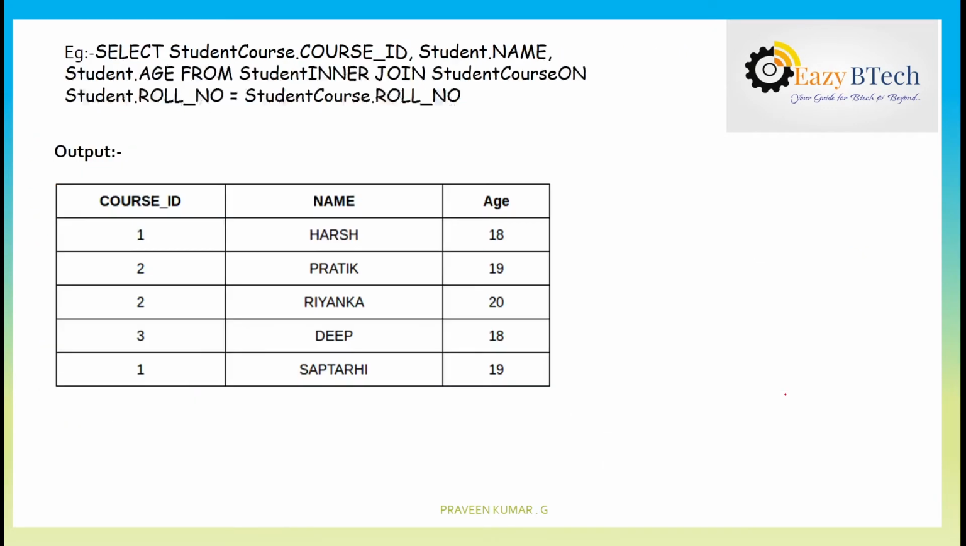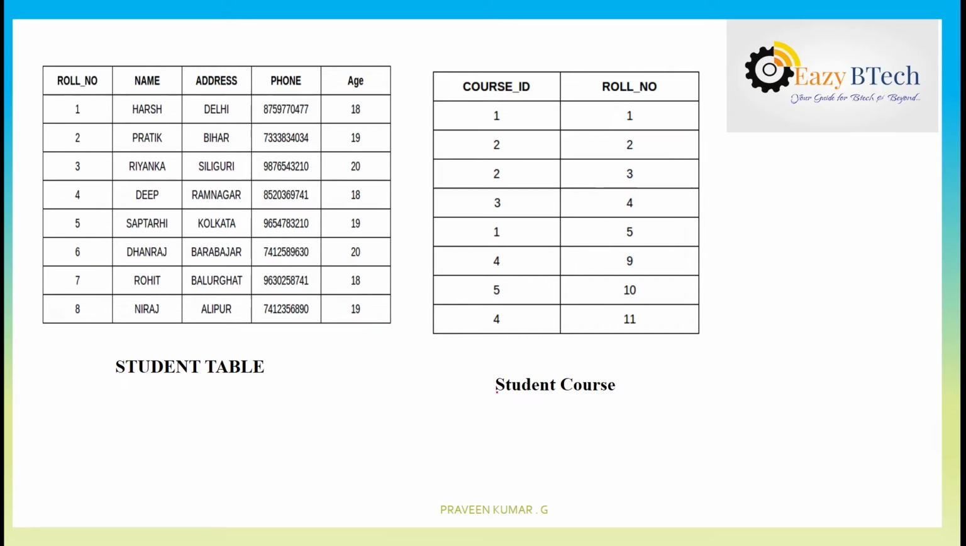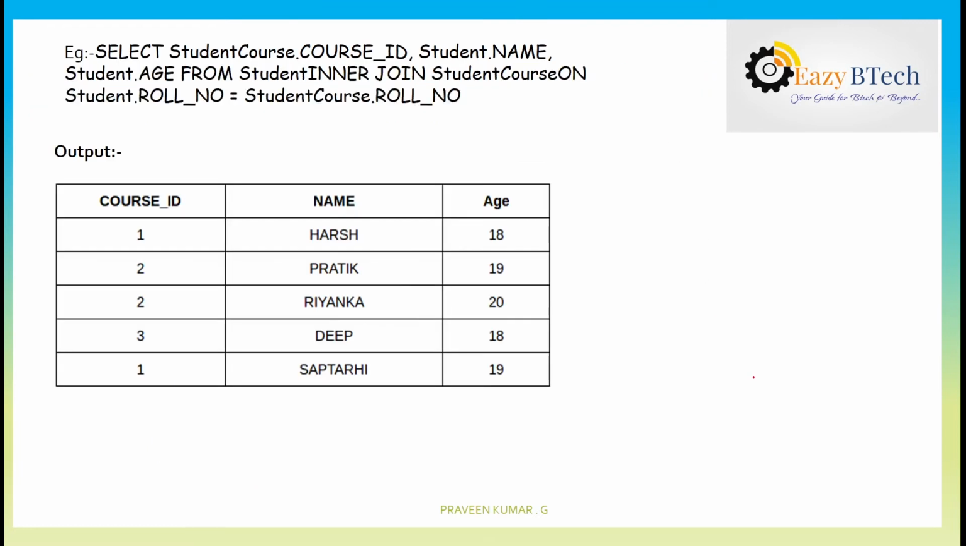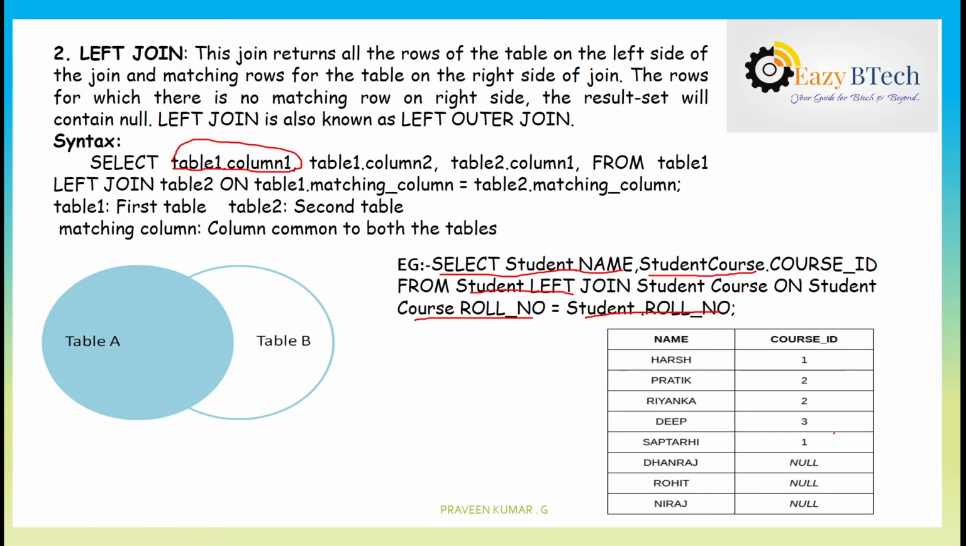What is the student course? Here we have a student course. The student course has a course ID and roll number. Student course and student course roll number equal student roll number. What are the attributes we retrieve? We want to retrieve student name and student course: student name from the student and course ID from the student course.